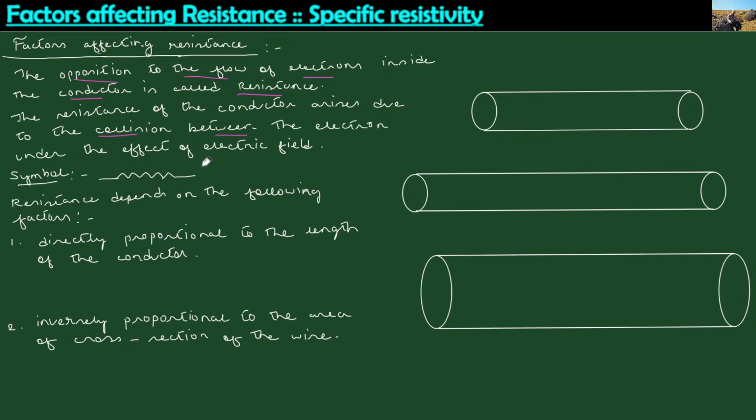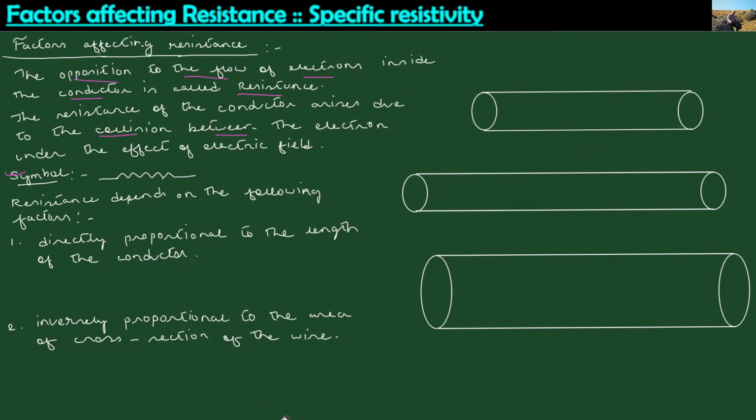Now the symbol is given by this. This is the symbol of resistance. And resistance also depends upon two core factors. Number one, it is directly proportional to the length of the wire. Directly proportional to the length of the wire.